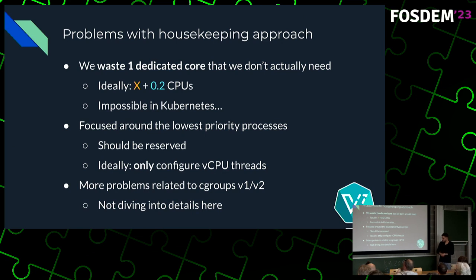There are more problems related to Cgroups v1 and v2. I won't dive into details here, but two words about it: for example, in v2 we have the threaded Cgroup concept, which doesn't exist in v1. And in a threaded Cgroup, we have a lot of limitations. Some of the controllers, some systems of Cgroups, cannot work at all. So just know that there are more problems with this solution.